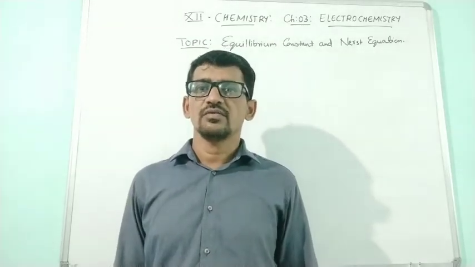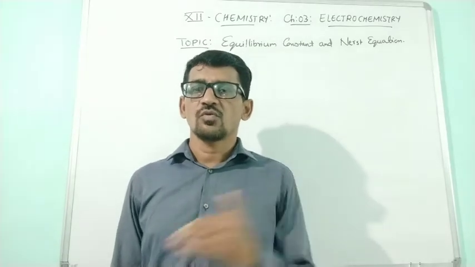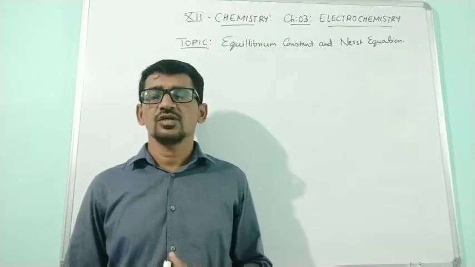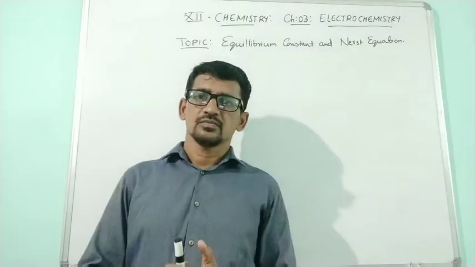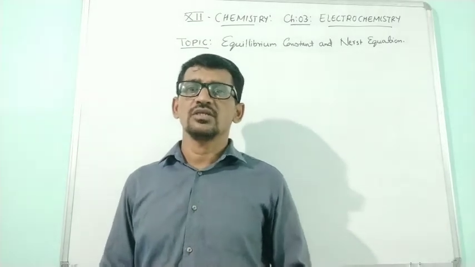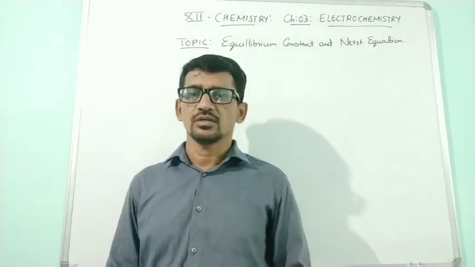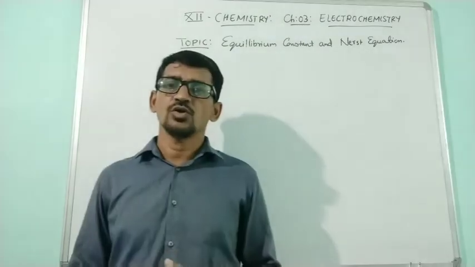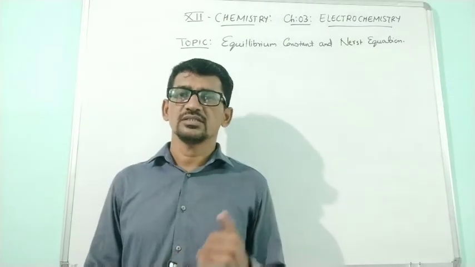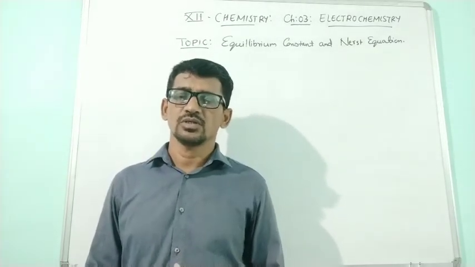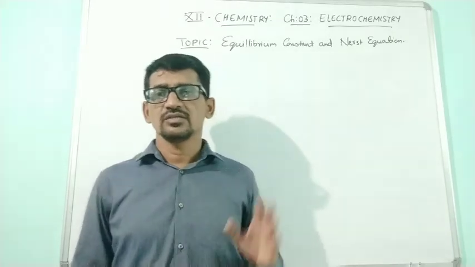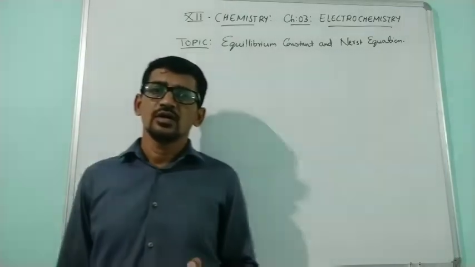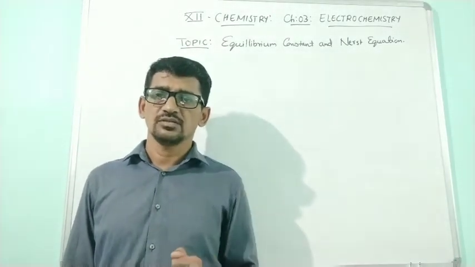Equilibrium means when the reaction in the forward direction is equal to the reaction in the reverse direction. At that stage, equilibrium is attained. In another way, if there is no change in the concentration of reactant and product, then that reaction is at equilibrium. And the K value, that is equal to product upon reactant concentration, is known as the equilibrium constant. How this equilibrium constant is related with the cell reaction and how you can find it with the help of the Nernst equation, those things we discuss today.